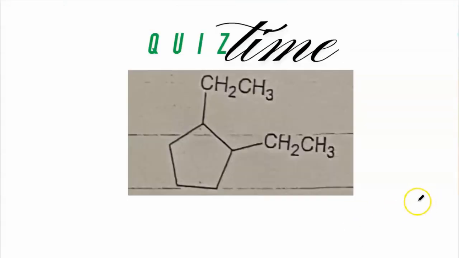Give this a try. Pause the video if you need to, and then we'll go over it together. All right, let's do this one together. So here we have 1, 2, 3, 4, 5. So this is pentane, and it's in a ring, so we have cyclopentane.